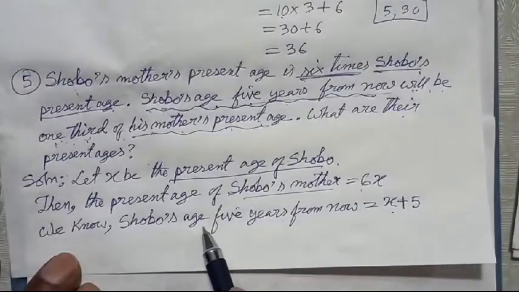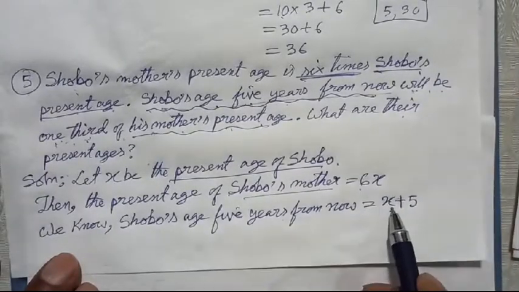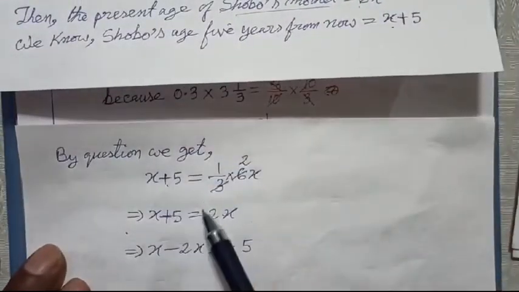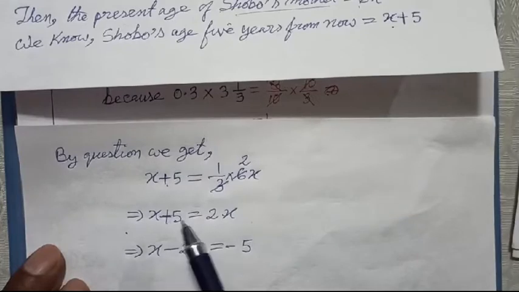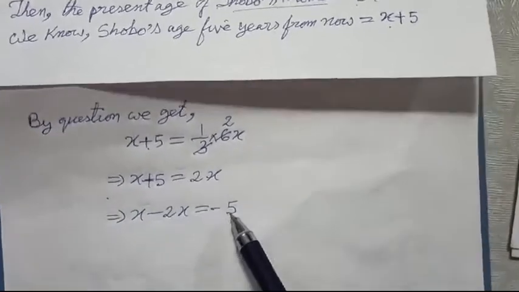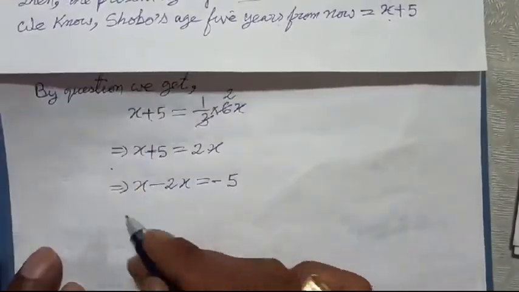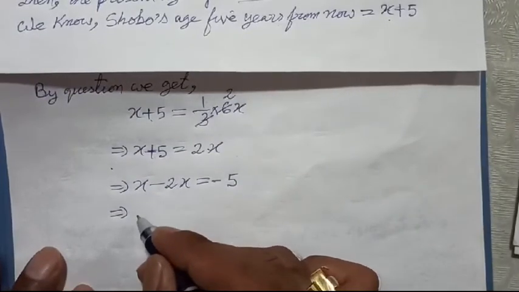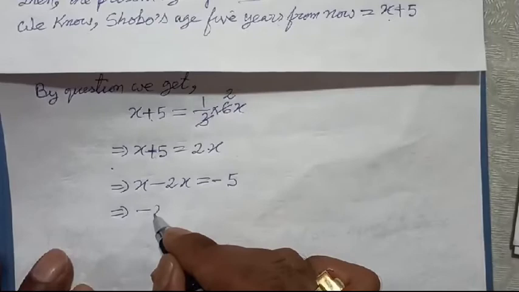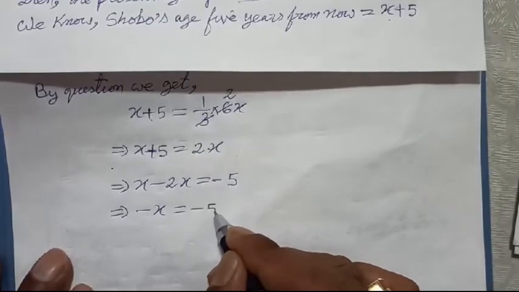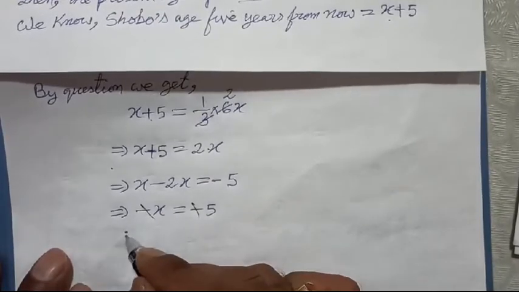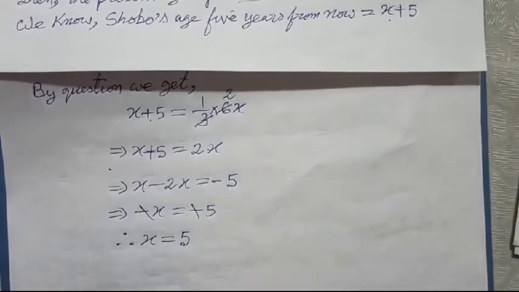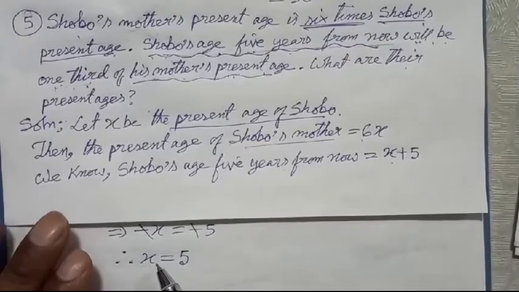Suppose 5 years from now means x plus 5, then this x plus 5, this also plus 5, plus 5 is transposing to the other side, then minus 5. This implies that x minus 2x, if we subtract, then we will get minus x is equal to minus 5. Minus minus are cancelled, then we are getting x is equal to 5.